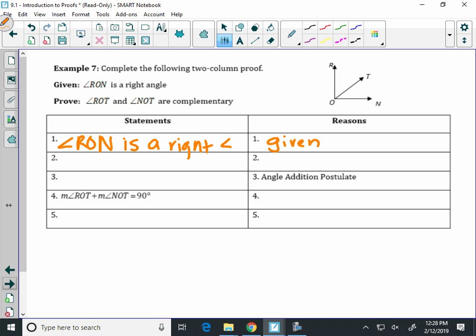No. That's always our first. You can't write it twice. What you're trying to prove. Good. Angle ROT and angle NOT are complementary.